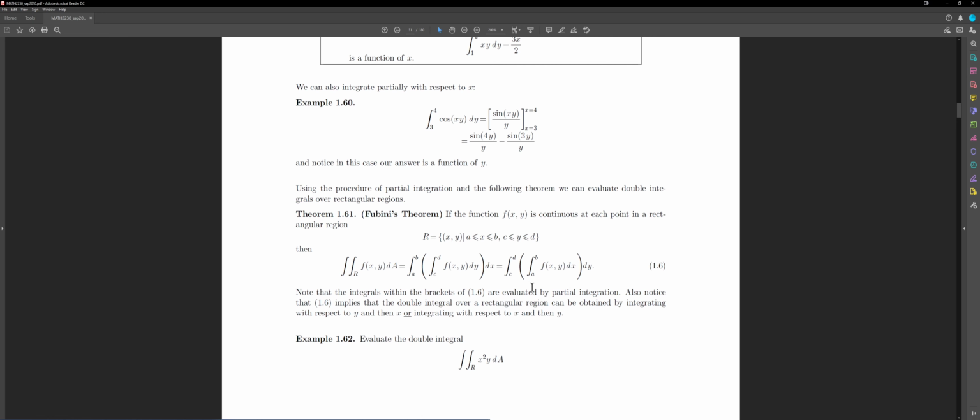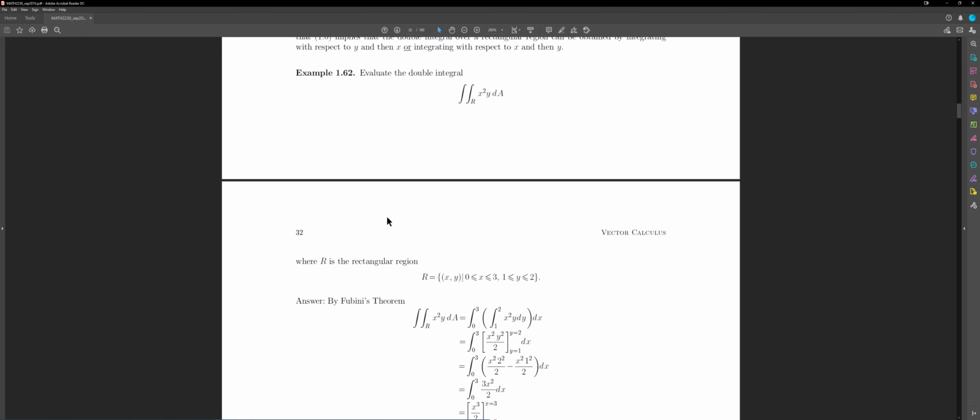If you integrate with respect to x first, and you can do it like this if it's a rectangular region, what you need is x limits here, and the x limits come from the a and the b here. And then you'd need y limits to do the outside integration, and the y limits would come from the c and the d here. Okay, so let's see an example of evaluating this double integral over a rectangular region.